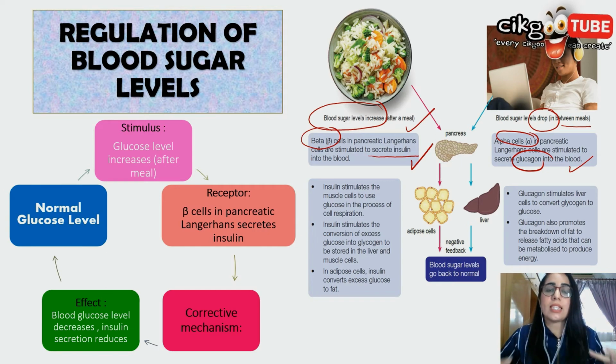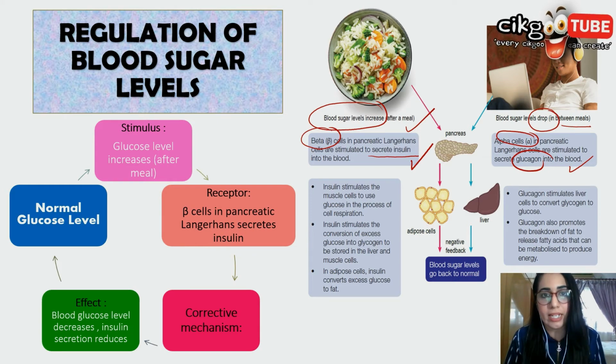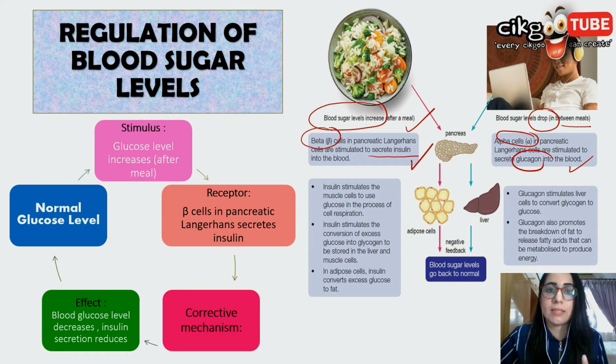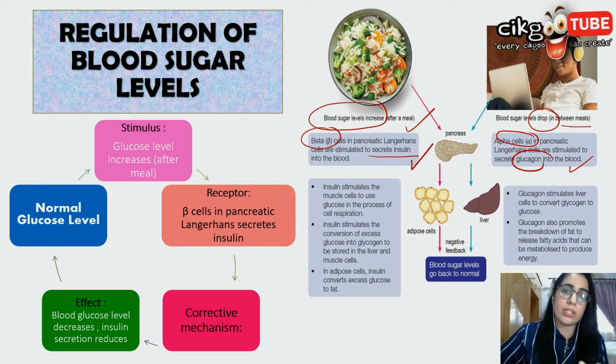Now, let's say the glucose level increases after a meal, so the beta cell secretes insulin, correct? So what happens at the corrective mechanism? At the corrective mechanism, more insulin is secreted into the bloodstream. Insulin is transported to the liver and muscles, and insulin stimulates the glucose uptake into the cells. Insulin also triggers the conversion of excess glucose into glycogen, which is then stored in the liver and muscle cells. So this will reduce the glucose level back to normal.